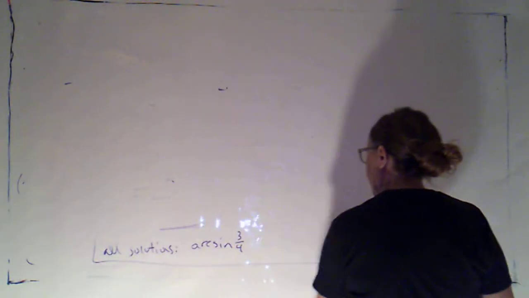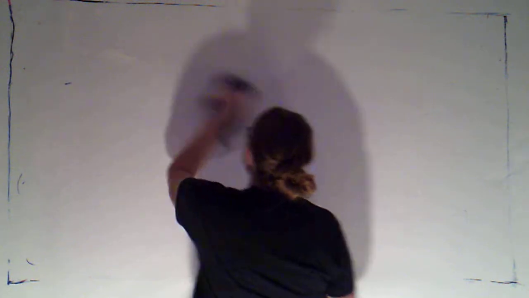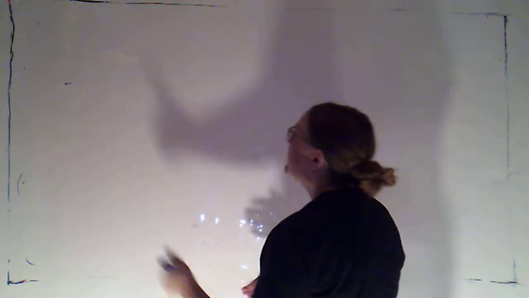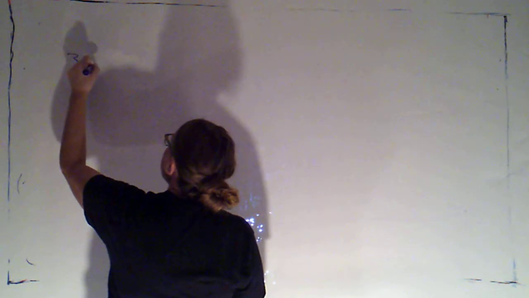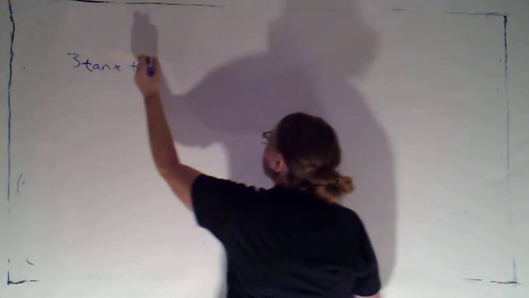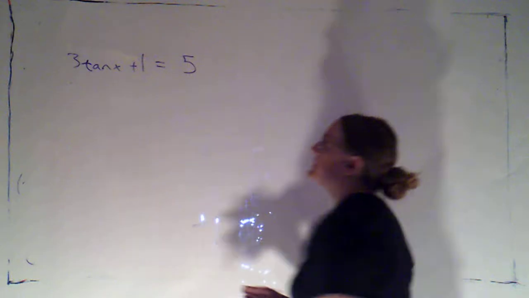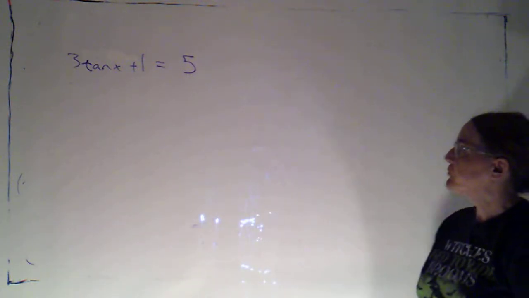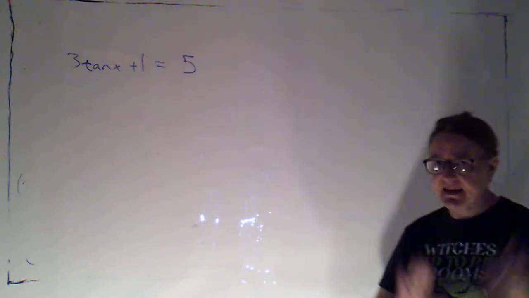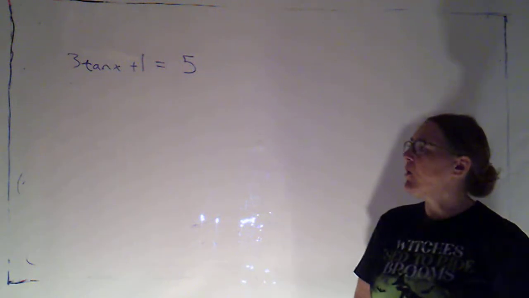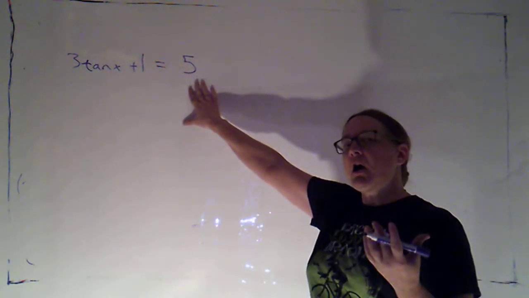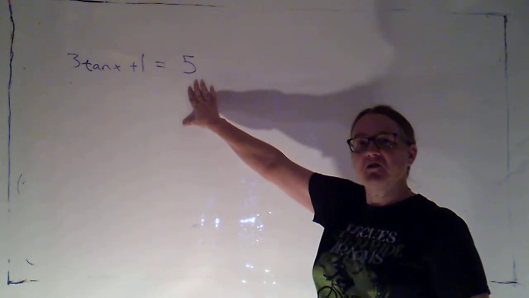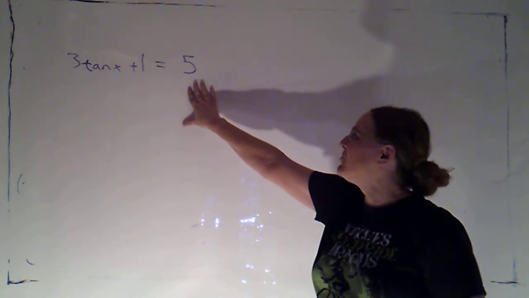And then we'll start taking a look at some slightly more complicated things. So let's say I have 3 tangent of x plus 1 equals 5. Okay. So it doesn't always have to be set equal to 0. It can be set equal to whatever number I want. Okay. So take a moment, pause the video, try this one on your own, tune back in, and we'll work through it together.